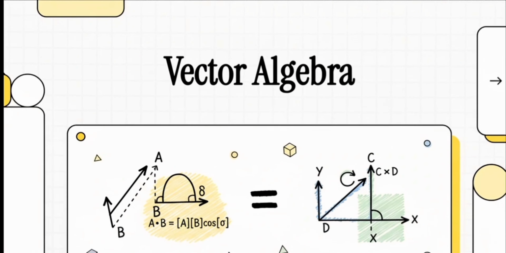All right, welcome. Today, we're cracking open a mathematical toolbox that, believe it or not, engineers, physicists, and even game designers use every single day. We're talking about vector algebra. And trust me, it's so much more than just a bunch of arrows on a page. It's literally the language we use to understand and build the 3D world all around us.